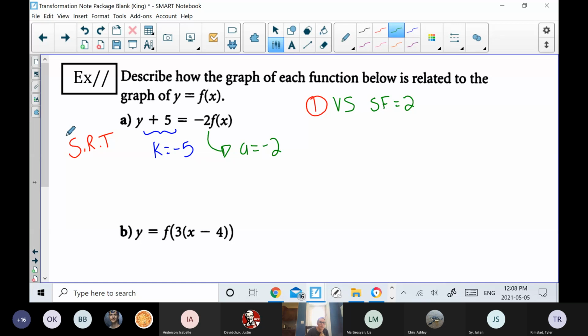So after stretches, I would take care of reflection second. Remember, if a is negative, it's a vertical reflection. So the second thing that happens here is there's a vertical reflection. A vertical reflection is your up-down reflection, and you're cutting the x-axis. With reflections, you have to tell me what axis you're cutting. So it's a vertical reflection in the x-axis.